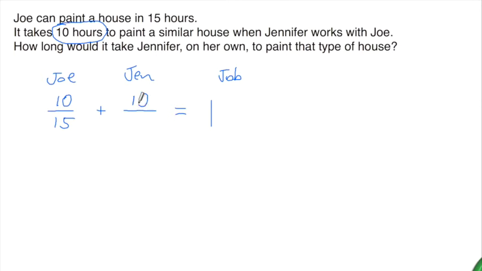It is 10 hours that they're working, so Joe is going to finish 10/15 of the house, and Jen is going to finish 10 whatever of the house. So the unknown is going to go down here. I'm going to put it as x. Alright, so it's similar in the way to solve it. You're going to multiply everything by the common denominator. So we're going to multiply each one of these terms by 15x.